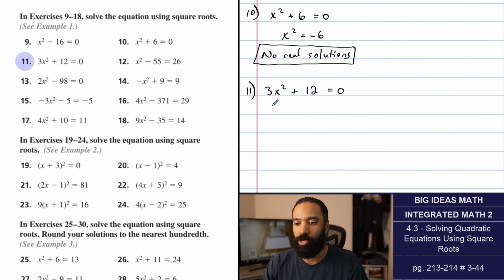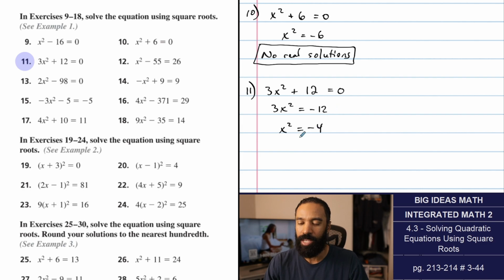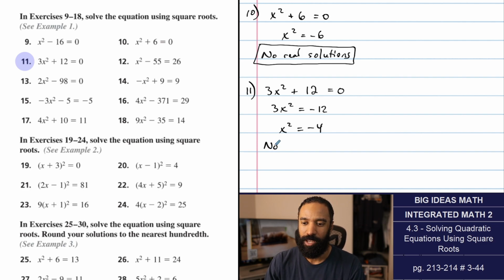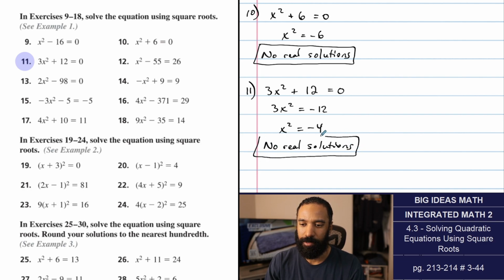I got 2 things to do here. I am going to be subtracting 12 from both sides, kind of a warning sign with that being negative, and then I'll divide both sides by 3, and it still appears negative. Once again, no real solutions in a case like this. It doesn't look like I can just copy that one phrase. No real solutions because I have a negative 4 over on that side.